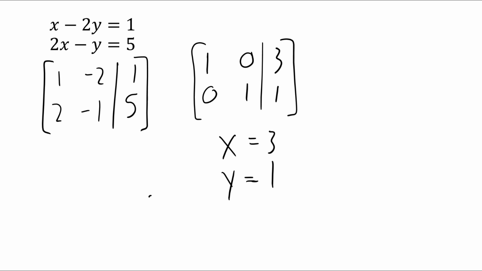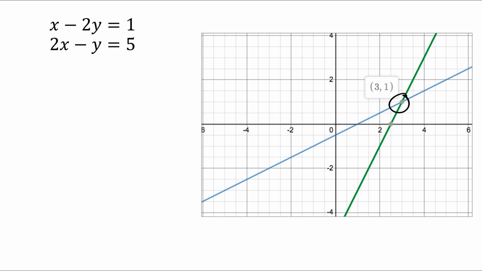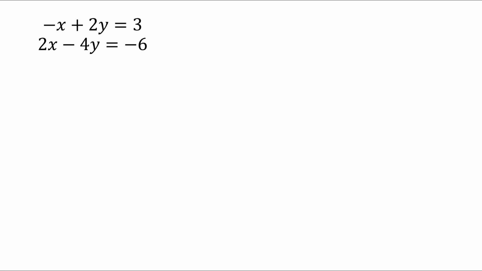All right, let's look at a couple other systems, because this was one example of a system where our lines meet at a single point. So that is one possibility, but there's two other possibilities for a two-equation system of equations. So let's look at another example. All right, so now we've got negative x plus 2y equals 3. And 2x minus 4y equals negative 6.